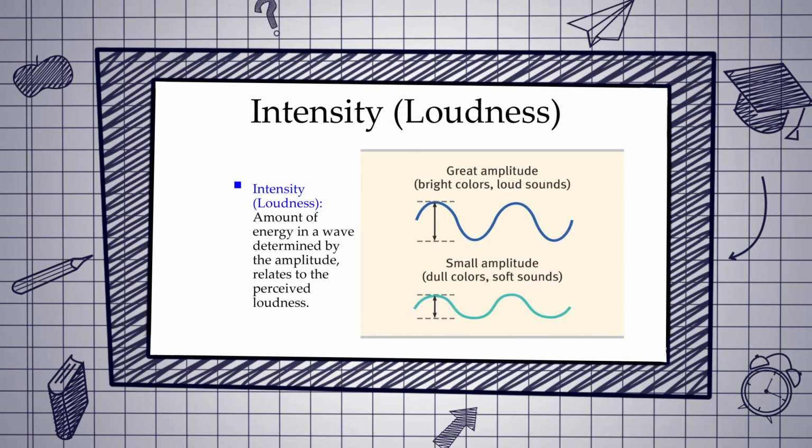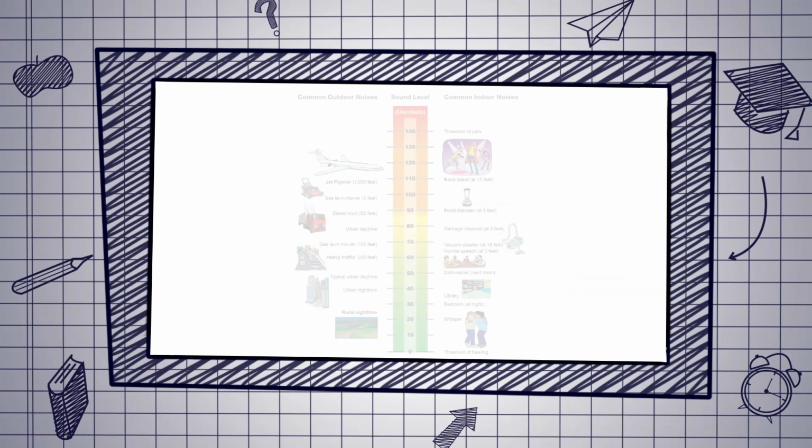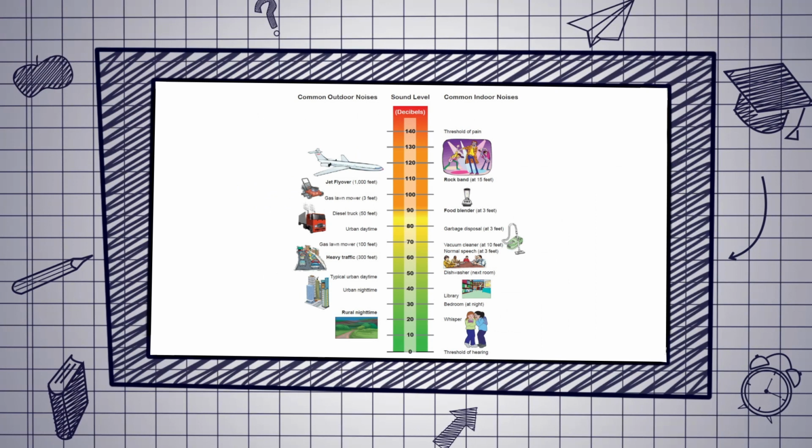In terms of sounds, there are actually two dimensions. One of them is called intensity. That is also the loudness of sound. The intensity, the loudness of sound, is the amount of energy in a sound wave, determined by the amplitude, which relates to the perceived loudness. The greater the amplitude, the louder the sound. The smaller the amplitude, the softer the sound. The loudness of sounds can also be measured in terms of decibels.